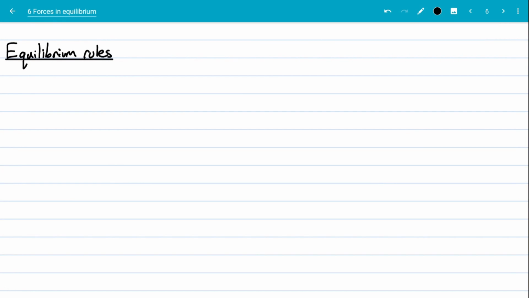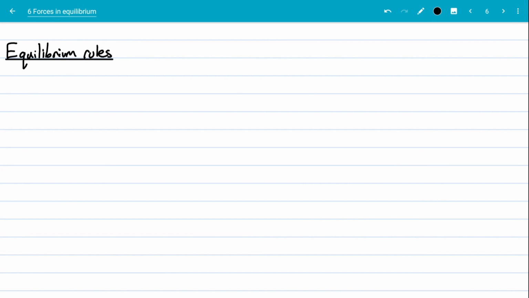This is A-Level Physics lesson 36. And when we look at equilibrium rules, we are looking at the two situations we've been looking at throughout this whole topic. We're looking at what happens when the resultant force is zero and when the resultant moment is zero. That's it. And I could finish this lesson there, but let's just go into it in a little bit more detail.